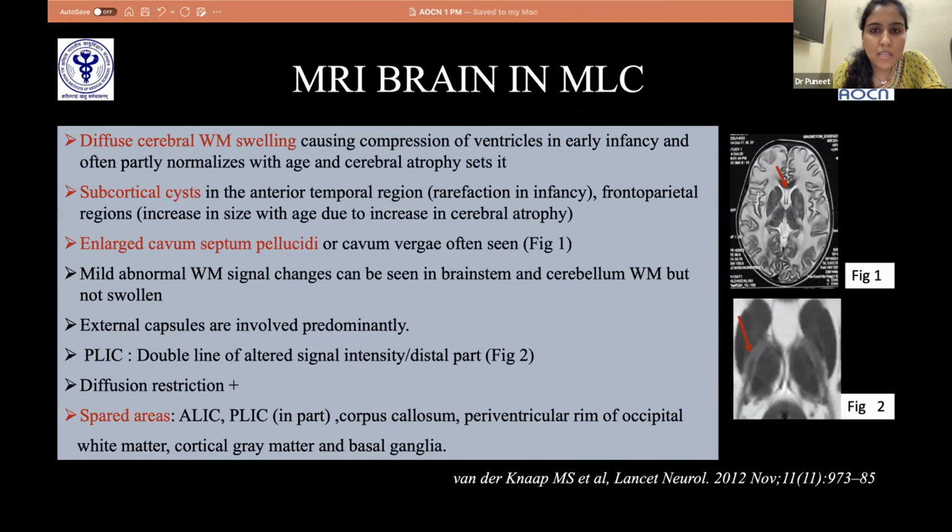So MRI brain in MLC, the first feature is a diffuse cerebral white matter swelling. In initial ages, because of this white matter edema, even a compression of the ventricles can be seen in early infancy. Whereas as the age progresses, the white matter signal changes partly normalize with age, and at the end, cerebral atrophy sets in. Second is the formation of subcortical cysts, which usually start forming from the anterior temporal region, which can even present as rarefaction in infancy, but it can also appear in frontal or parietal regions.